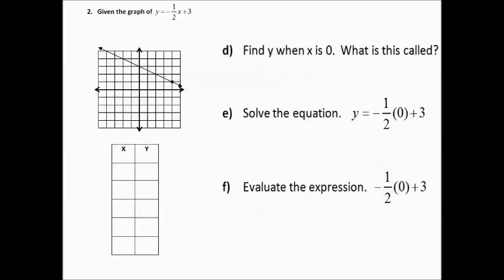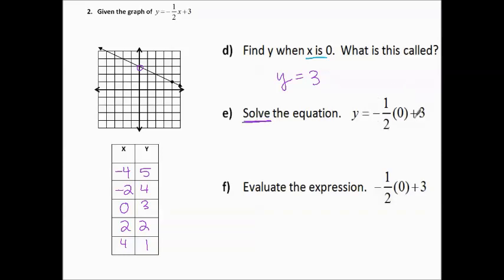Let's take a look at one more example. Find y when x is 0. What is this called? Again, when x is 0, I want to know what y is. So I go up 1, 2, 3. From my graph, I can see it's at 3. Y equals 3. Let me check it on my table. When x is 0, y is 3. That seems to match. Let's go ahead and solve this equation again.